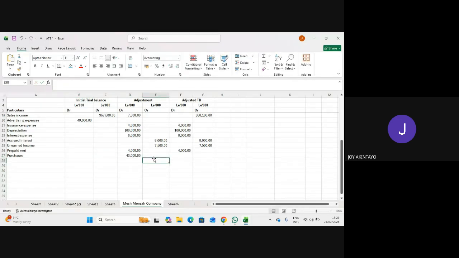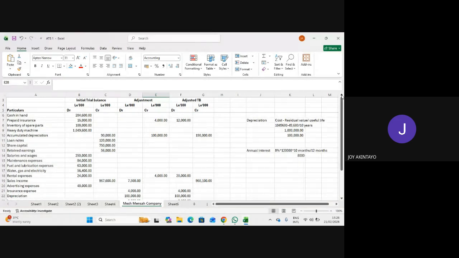Then the corresponding credit entry will come here. We'll come to the inventory at hand. Inventory at hand, that's adjustment, 43,000. So our inventory at the end of the period, what we have here will be 65,000 naira.